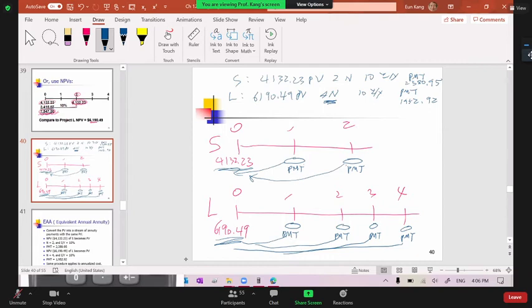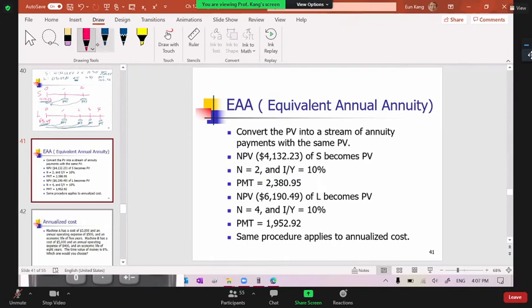1952.92. And that is, next slide actually, equivalent annual annuity, EAA, equivalent annual annuity, right? So convert the present value into a stream of annuity. So this one, 4132.23 becomes present value, N is 2, I is 10, payment, you get this one. And net present value becomes present value. So everything is the same. So here you can just choose S, right? Higher cash flow.